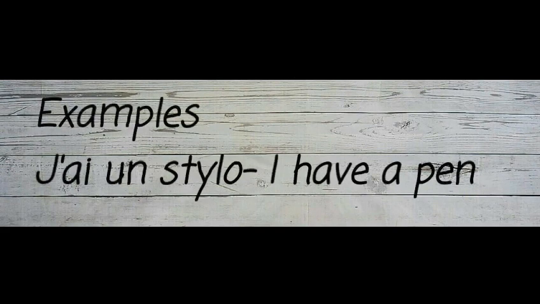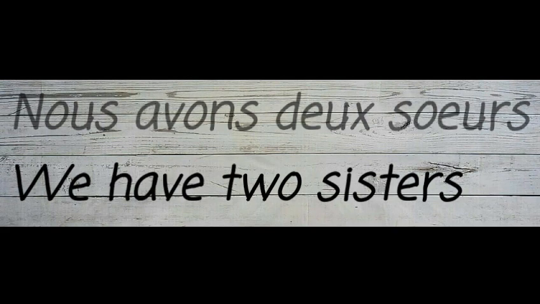Now I'm going to give you examples of using avoir in a sentence. If you want to say I have a pen, that will be I have is j'ai, and a pen is un stylo. So the sentence is j'ai un stylo. Nous avons deux sœurs. Nous avons is we have, deux is number two, and sœurs are sisters. Nous avons deux sœurs. We have two sisters.